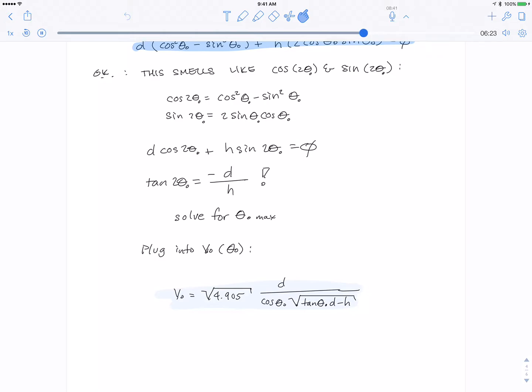Divide the equations, put it on the other side, so you get tangent 2 theta is minus d over h. You can solve for theta on your calculator, and then plug that back into the equation for v as a function of theta right here, which I've rewritten here, and there you go. You can get the answer.